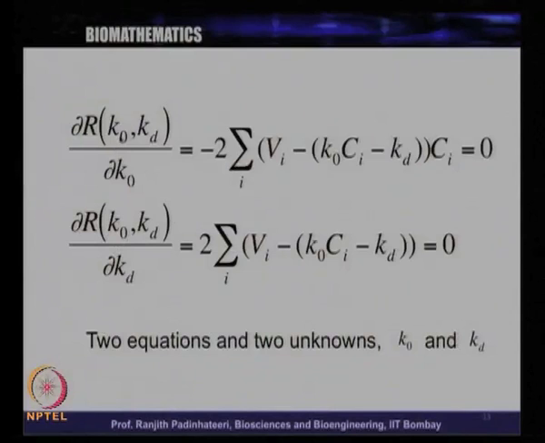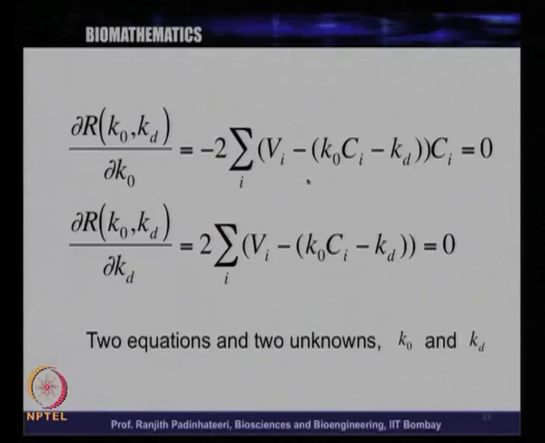So del R by del K 0 is minus 2 times V I minus K 0 C I. If you take the bracket here with the minus outside, you can write it in this particular fashion. Do this yourself and see whether you are getting this particular answer or not. Equal to 0, you get this. So this is 2 equations and 2 unknowns.